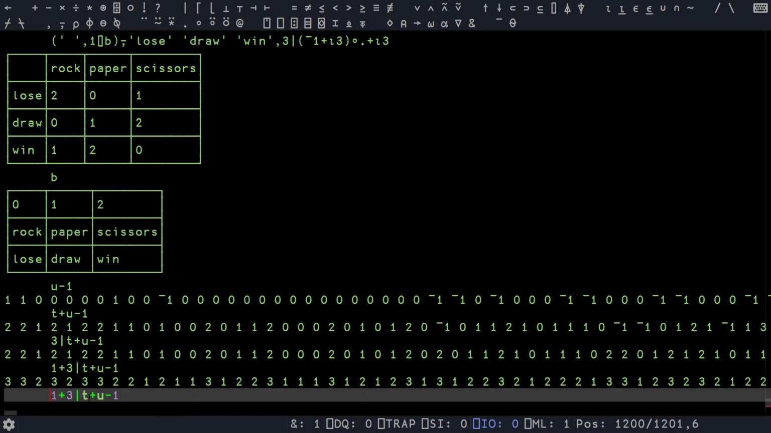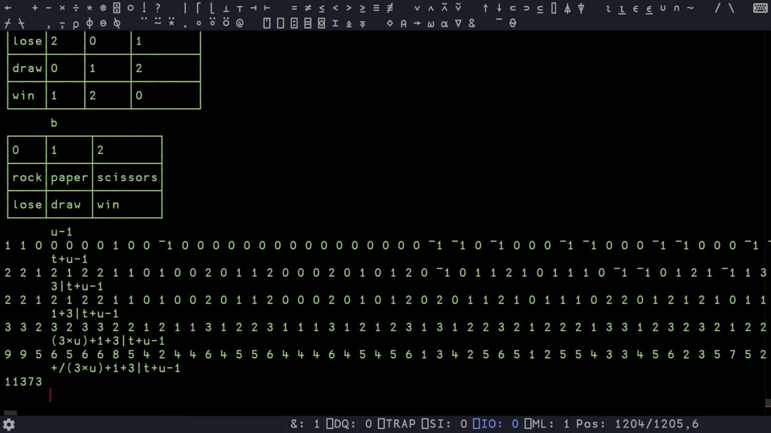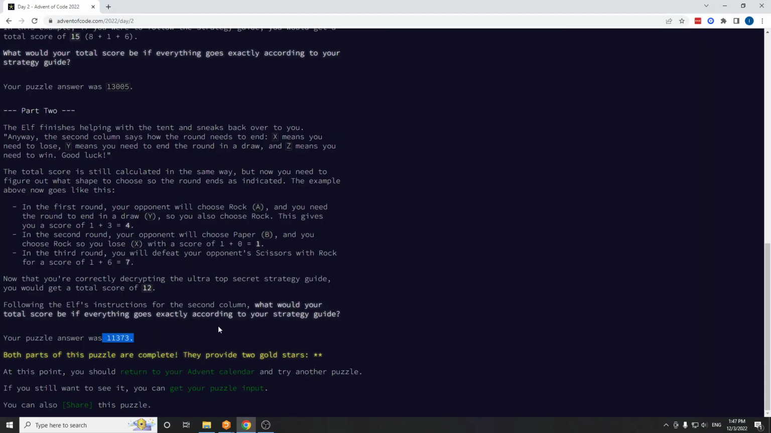Now we need to add the scoring for the match results, but in this case, our match results are just the us vector multiplied by 3. So the us vector is 0, 1, or 2. We're basically selecting whether we want a loss, a draw, or a win. And just like we did with problem 1, we can multiply these values by 3 to get the proper score. So we do this, and then if we sum it, we get 11,373, which is indeed the correct answer.